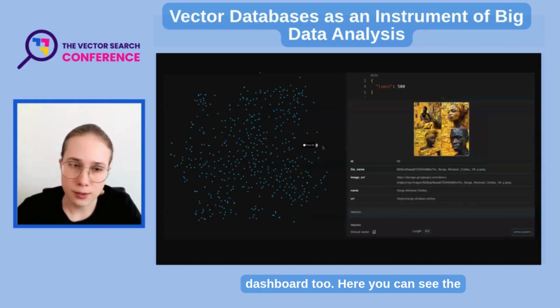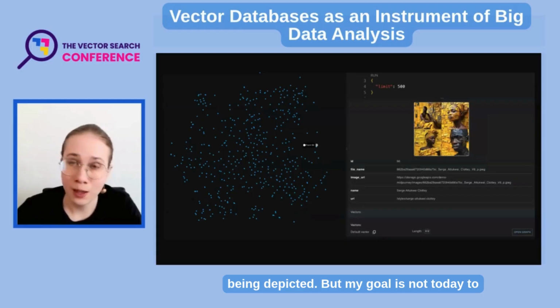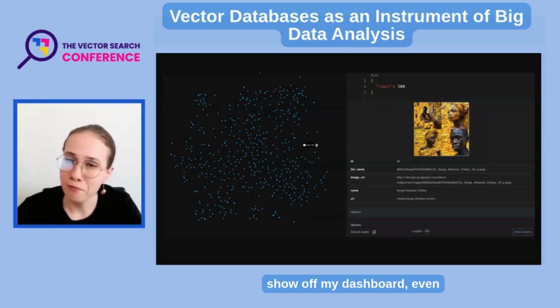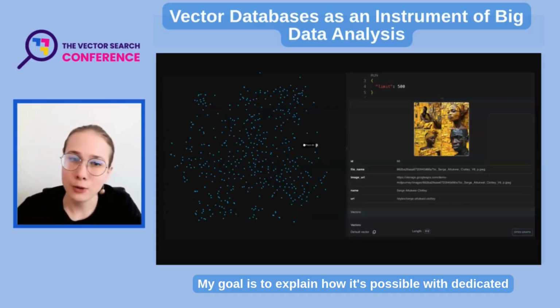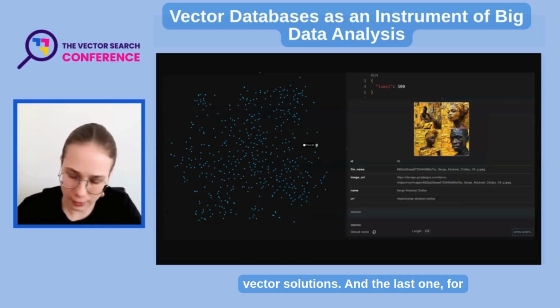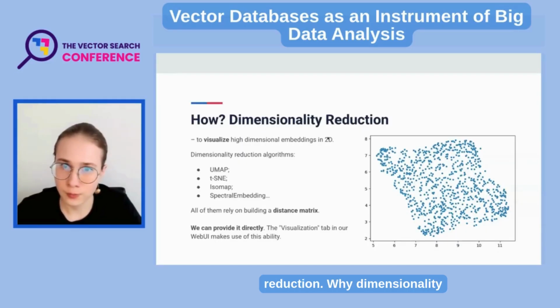And here you can see the sample of 500 points from Midjourney dataset being depicted. But my goal is not today to show off my dashboard, even though it's a little bit of a goal, but not the final one. My goal is to explain how it's possible with dedicated vector solutions. And the last one, for example, is possible due to dimensionality reduction.